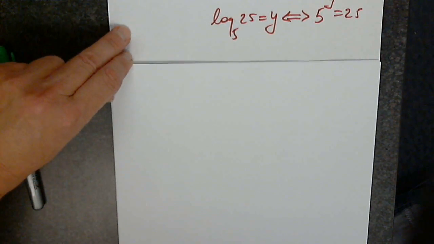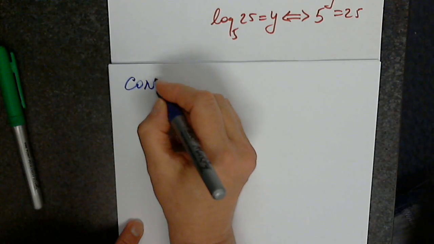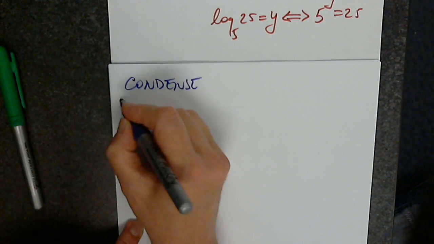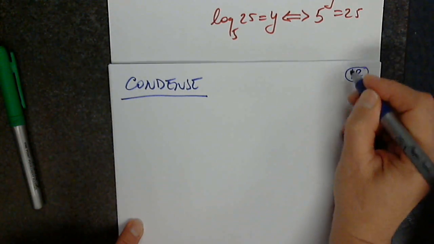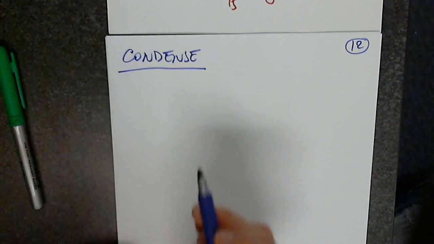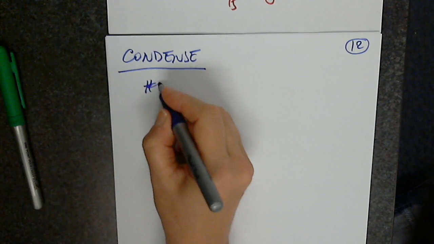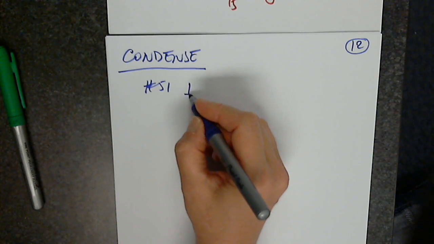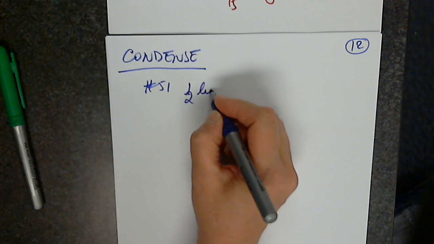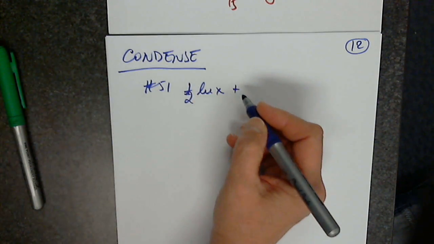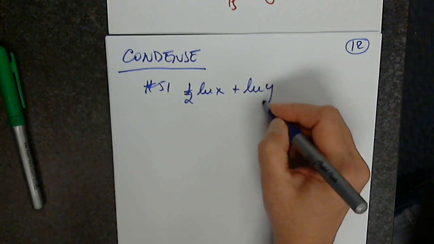Okay, I would like to go back and condense now, which is more important, because that's what we need for equations. Please choose from 41 through 70. 51. Where are you, 51? I see. And that's 1. Is it 1/2 in front? Natural log x. Very good. Plus natural log y. Good.